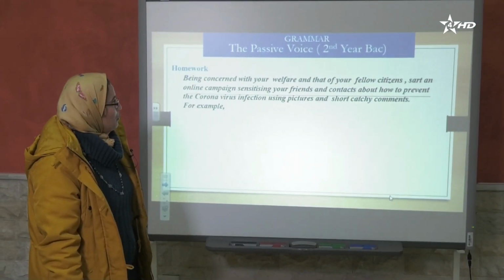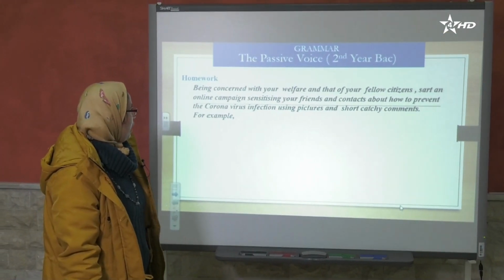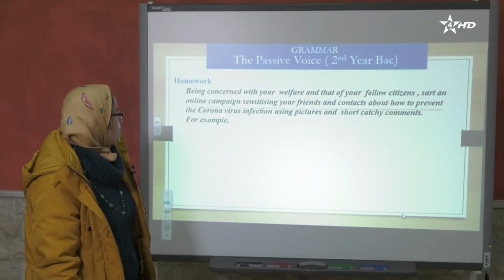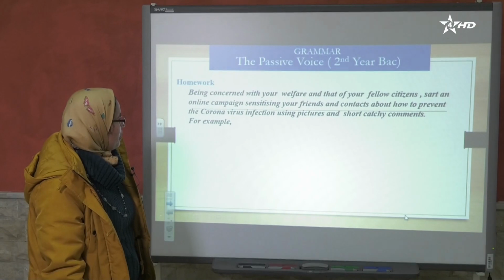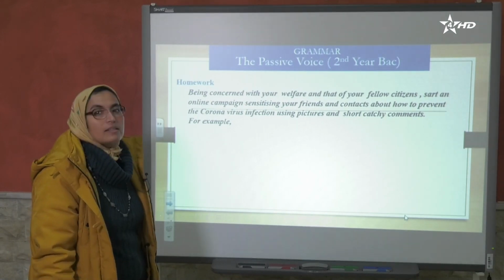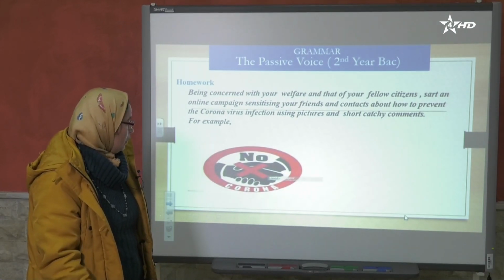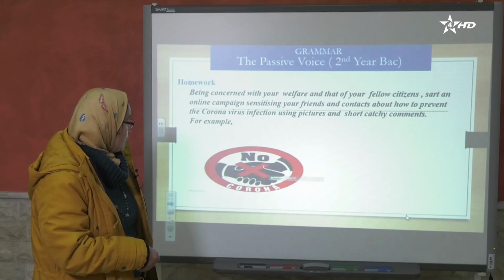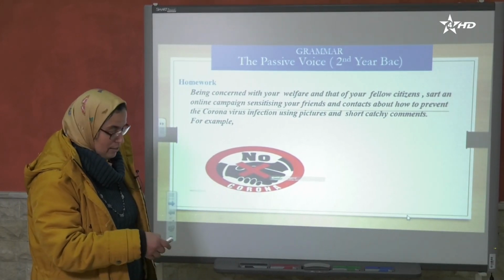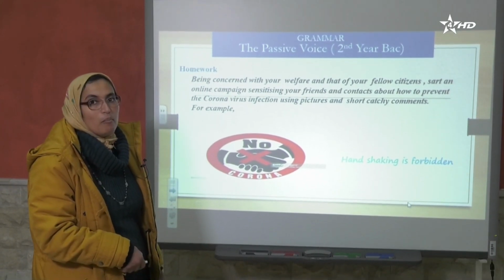Be concerned with your welfare and that of your fellow citizens. Start an online campaign sensitizing your friends and contacts about how to prevent the coronavirus infection using pictures and short, catchy comments. Do you need an example? Here is an example. The picture here, what can you notice? No hand shaking. Example: hand shaking is forbidden.